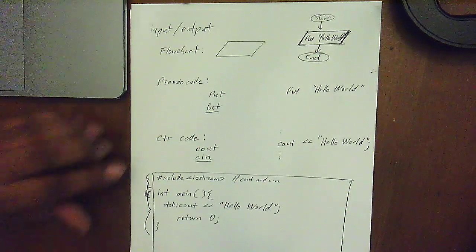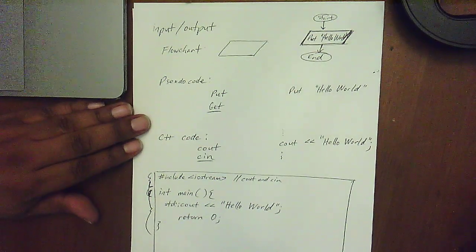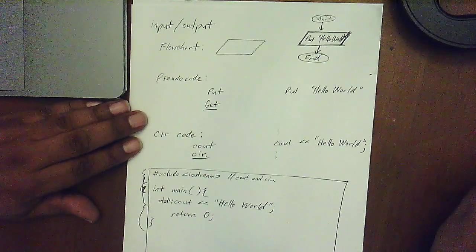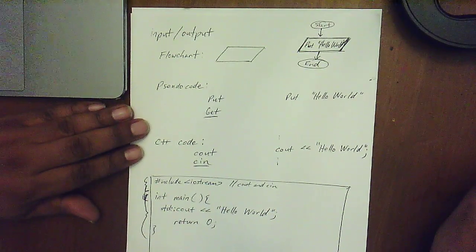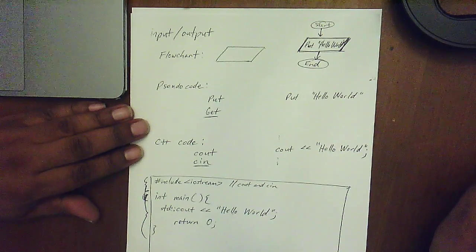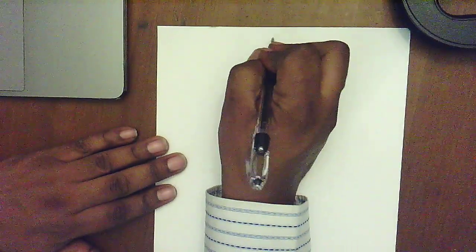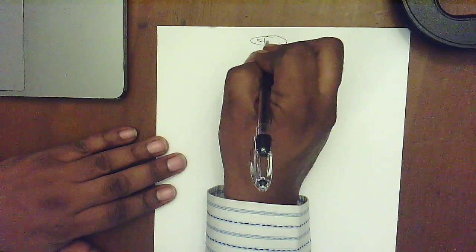Alright, how do we get something? How will we create a little program that could get something? We're going to modify this code just a little bit, and to do that I'm just going to do this on a new sheet. We're going to start with our flow chart. Again, we use an oval to represent start and stop.